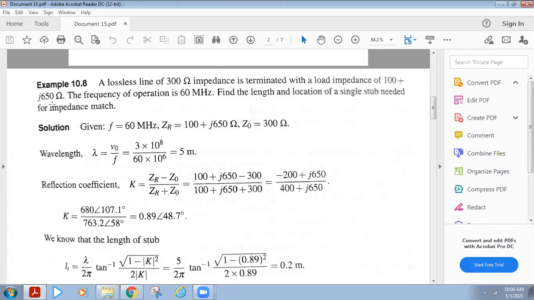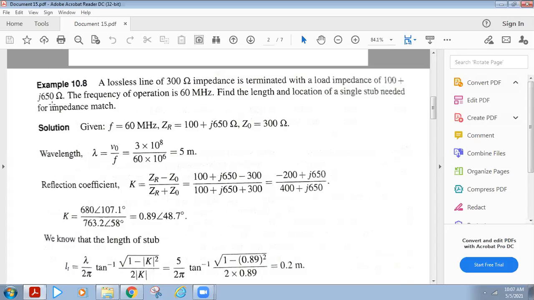First consolidate all the given information. What is the frequency of operation? F equal to 60 megahertz. Load impedance is 100 plus j650, and the characteristic impedance of that line is 300 ohms. A lossless line of 300 ohms impedance is terminated with a load impedance, which means the 300 ohms line impedance is the characteristic impedance of the line. So Z naught equal to 300 ohms. From that, what are we able to find?